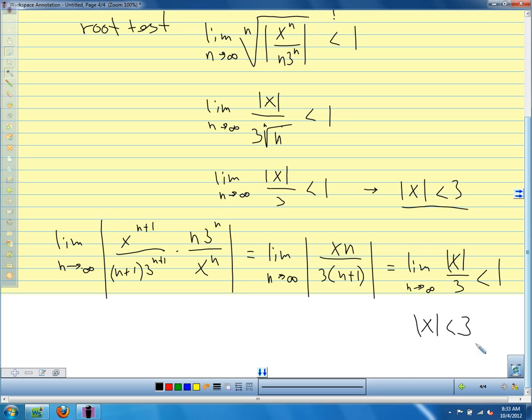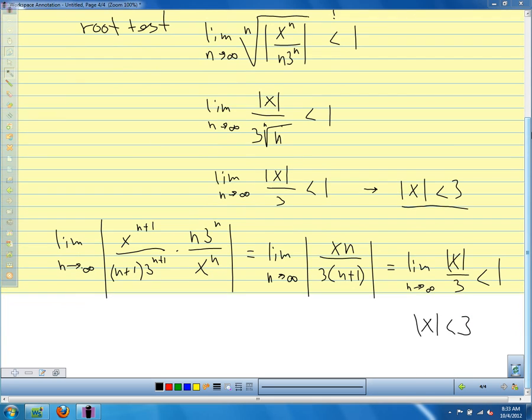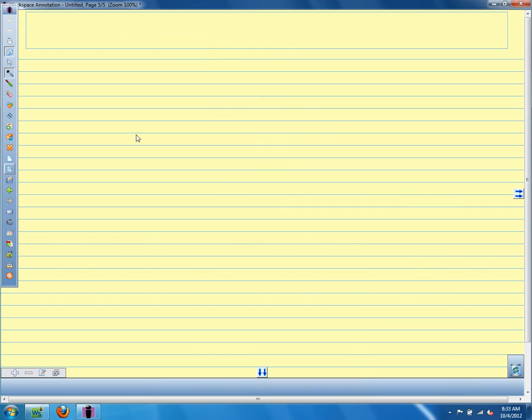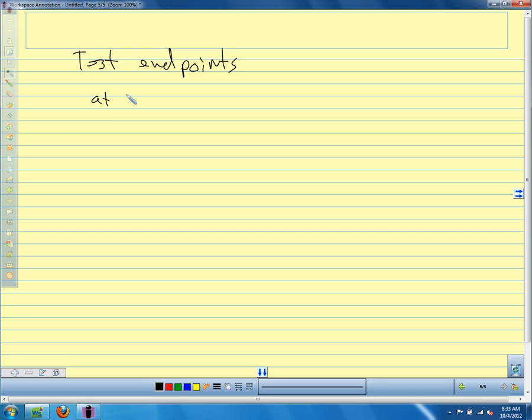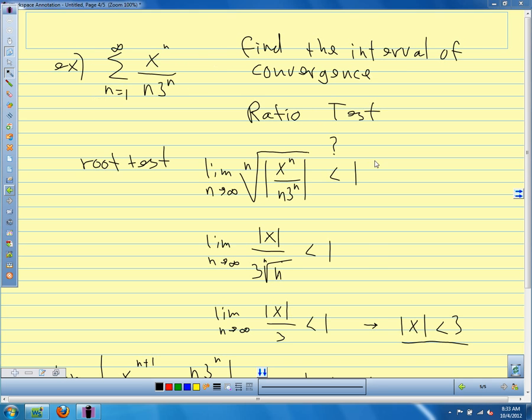Slightly less than 3. When we're talking about the radius of convergence, we're talking about an open set. And so we know our radius of convergence is 3. We found it converges inside the interval of convergence. We need to test the endpoints. So we're going to test our endpoints at x equals 3. We're just plugging x equals 3 into our original expression.